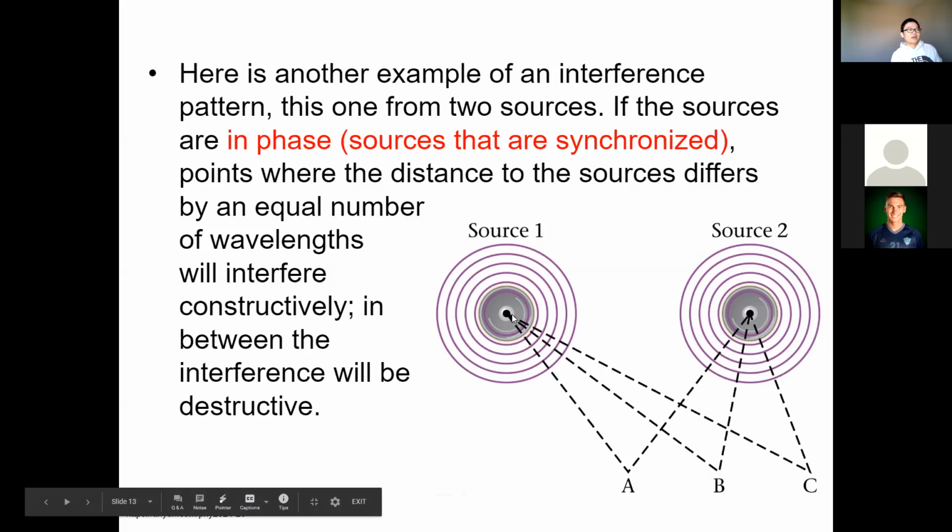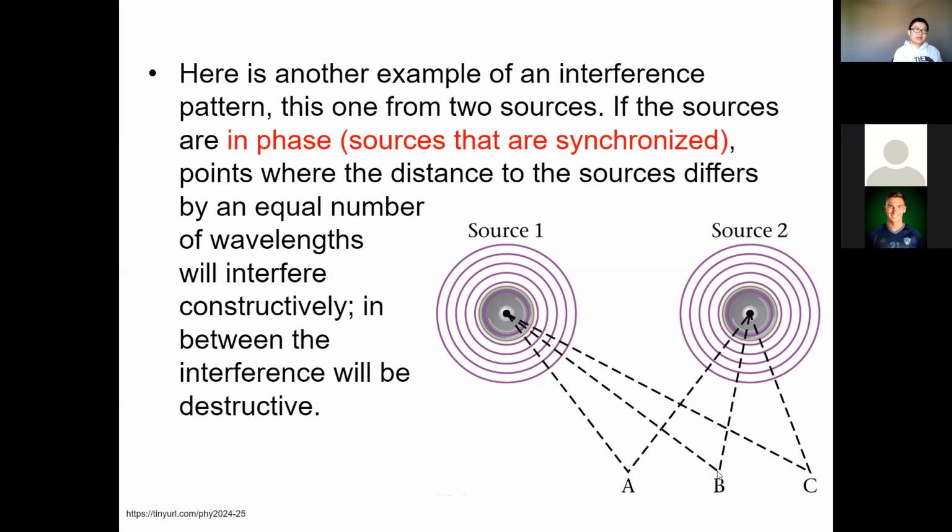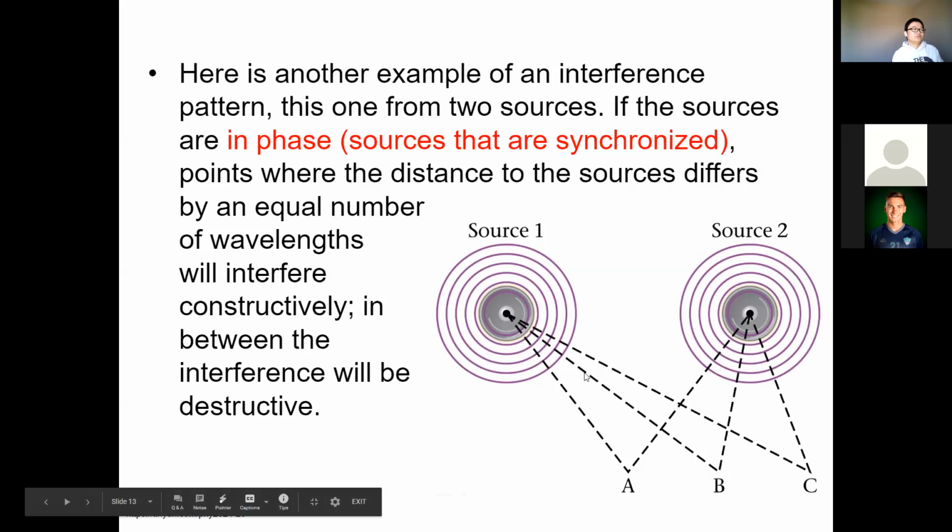Okay, so when the maximum from source one reaches point B, actually the minimum from source two will reach point B. When that happens, you have destructive interference. So it depends on location: due to path differences of the waves coming from different sources, you would have different types of interference.